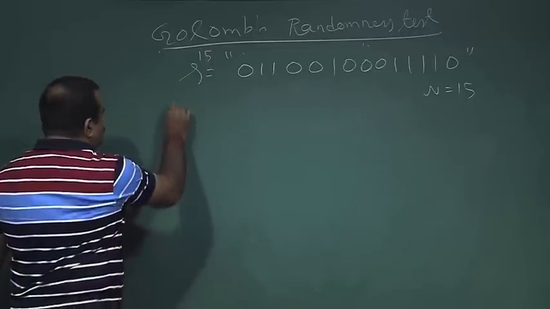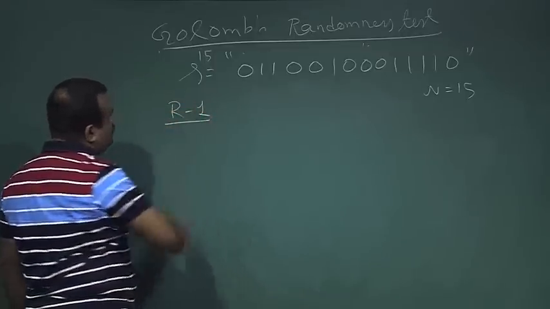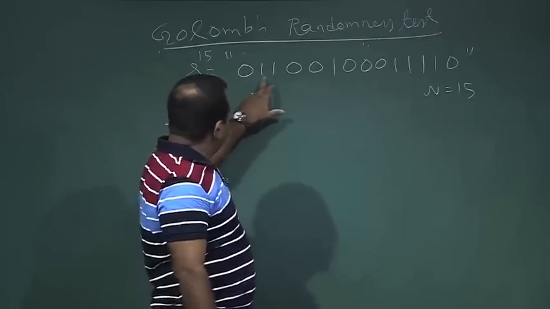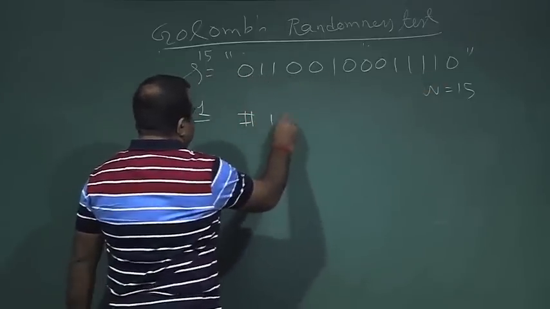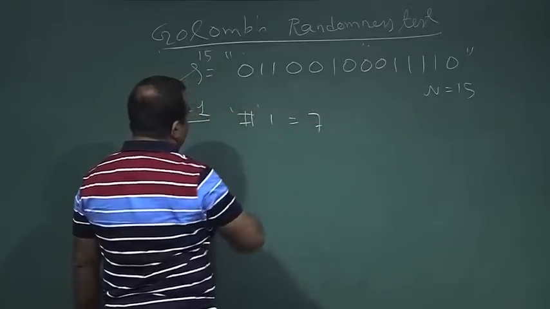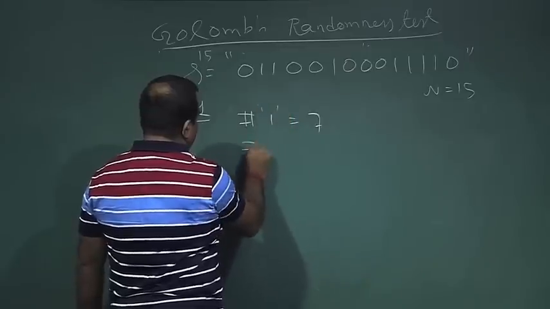Okay, now, rule number 1. We count the number of ones and the number of zeros. What is the number of ones? 1 2 3 4 5 6 7. So, the number of ones is 7, and what is the number of zeros?